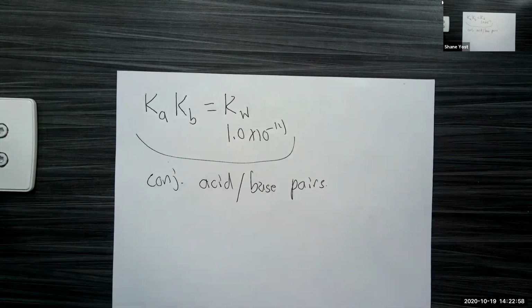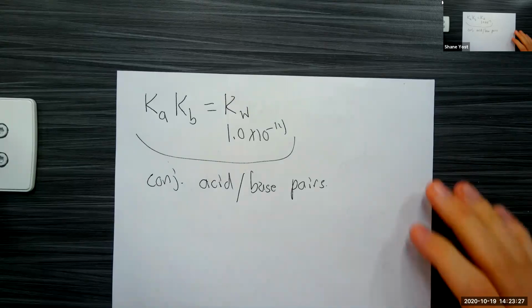If I'm talking about hydrochloric acid and acetate ions, where one's an acid and one's a base but they're not conjugate acid-base pairs, this relationship does not hold up. This is not true. This relationship between the acid dissociation constant and base dissociation constant is only true for conjugate acid-base pairs.